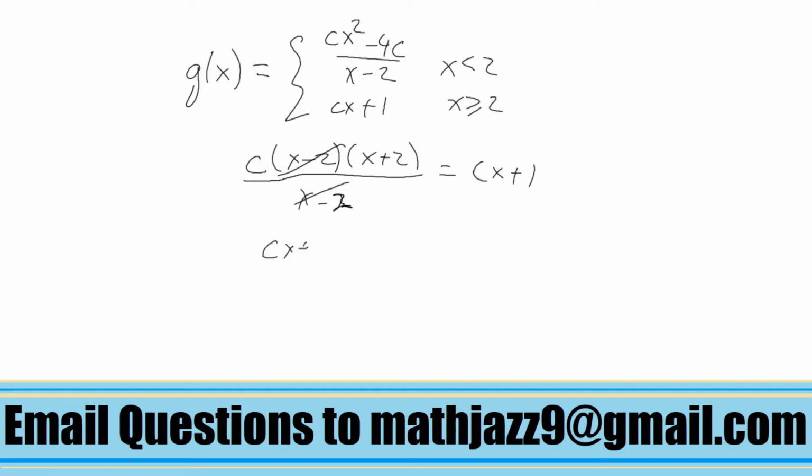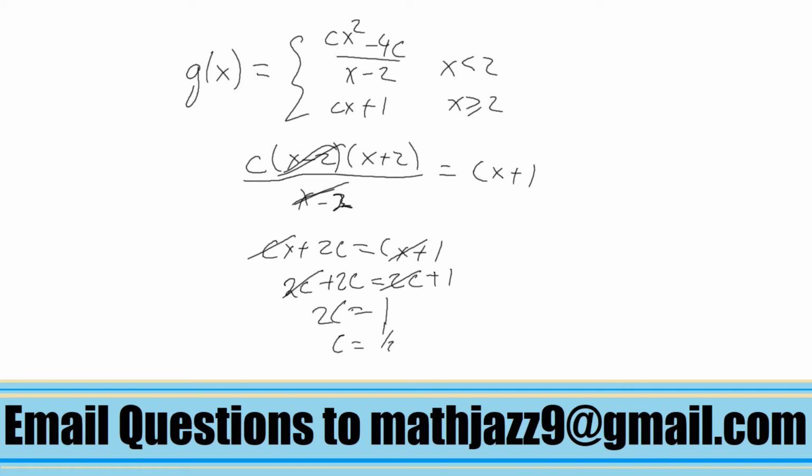So now we get cx plus 2c equals cx plus 1. After we cancel this out, we distribute the c times x plus c times 2. That's this side. The other side is unchanged. Now we're going to solve for c. We can also plug in 2 now that we've canceled out the offending term, the x minus 2. So we get 2c plus 2c equals 2c plus 1, or we could have just canceled the c's, and that would work the same. We're going to subtract 2c from both sides, so we get 2c equals 1, which gives us c equals 1/2. This is the value that makes this continuous.